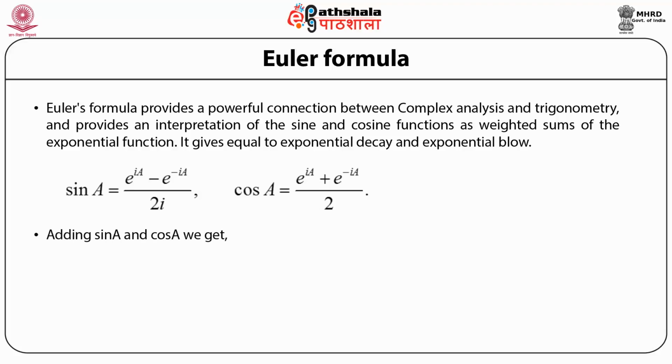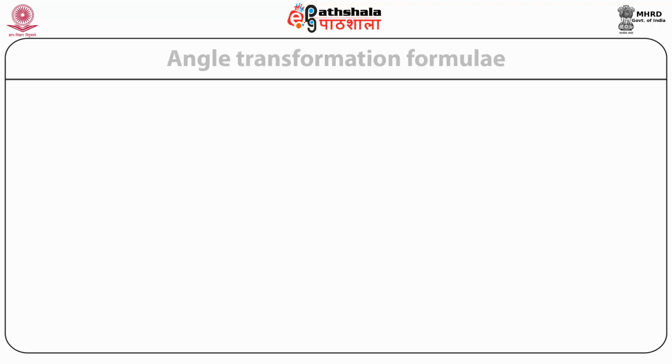If you multiply cos A and add it with sine A multiplied with i, then we can see that e to the power of iA will give us cos A plus i sin A, and this is the same formula that we used in the complex analysis.